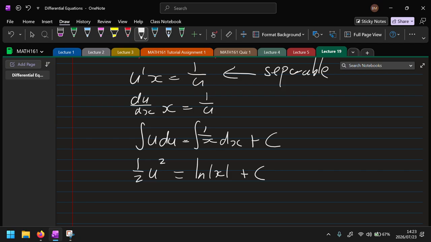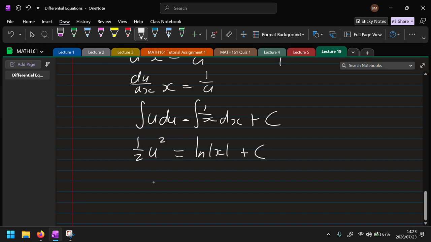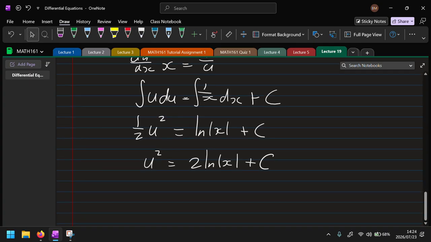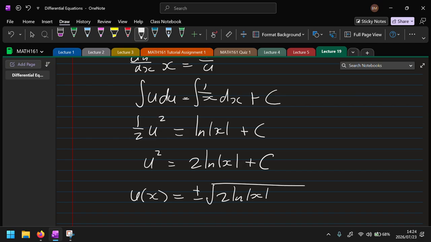The 2 we can take over. So we get u squared is 2 natural log of x plus 2 times c. I'm going to rename that back to c. And then finally, we can take the roots on both sides. So u of x will be plus or minus, because they're both squared to the same thing, the square root of 2 natural log of x plus c.